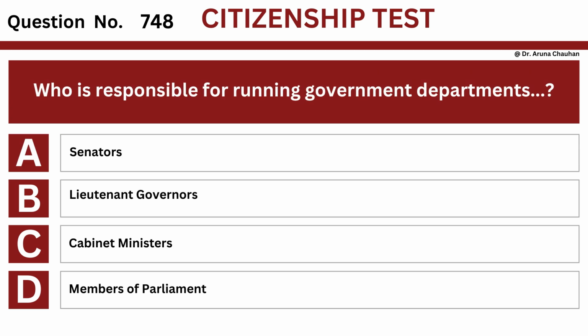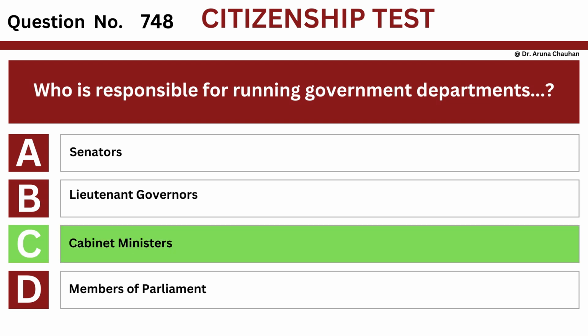Question number 748. Question: Who is responsible for running government departments? Option A, senators. Option B, lieutenant governors. Option C, cabinet ministers. Option D, members of parliament. The answer is option C, cabinet ministers.